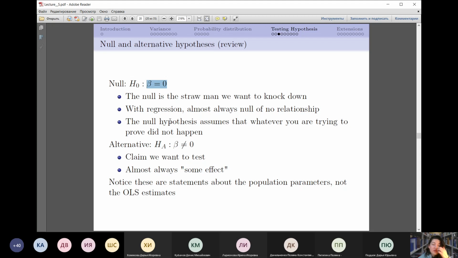And again, you should remember that these hypotheses are about the population parameters, they are not about the ordinary least squares estimates based on the sample, yeah? We use just these estimates based on the sample to check the hypothesis about the population.